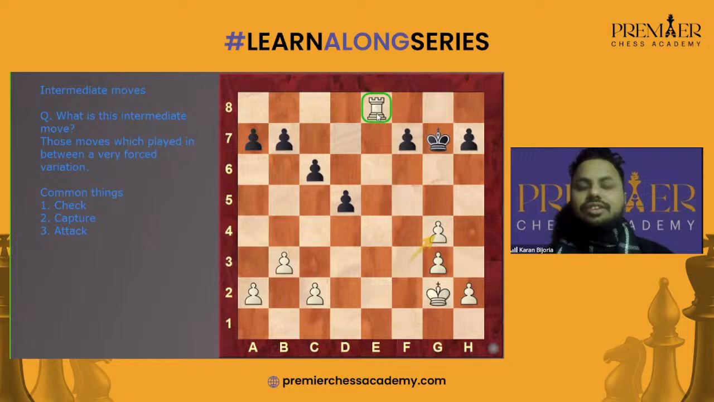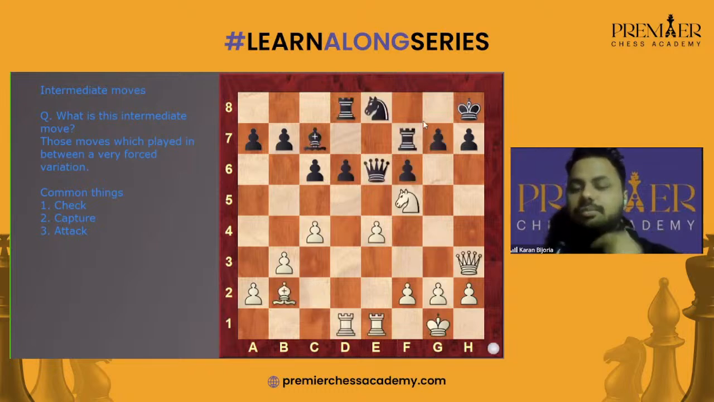And this is how we will have an extra piece in our arsenal, right? I hope you guys are able to understand what these intermediate moves are. Intermediate moves are very advanced level moves, just to tell you. And if somebody is still getting some confusion, we can do one more position. Okay. So this position.